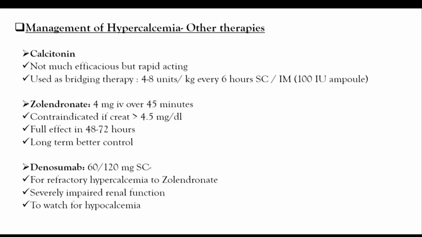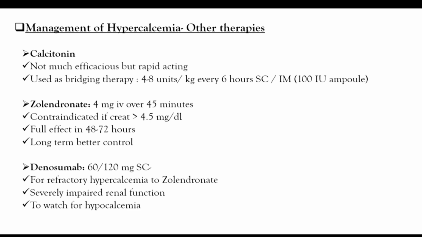The other things we can use, like calcitonin. Calcitonin is not very efficacious, but it is very fast acting. So we use it for 2 to 3 days because of tachyphylaxis. Use it as a bridging therapy. 4 to 8 units per kg every 6 hours we can give subcutaneously. It comes in a 100 unit ampule, so we can calculate the dose and give it 4 times a day.